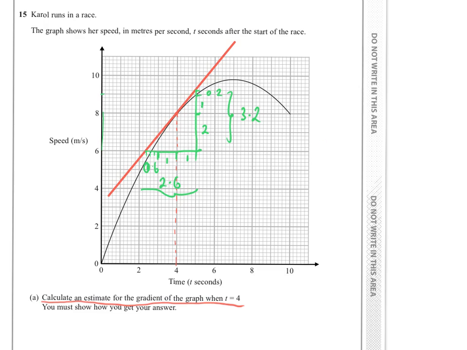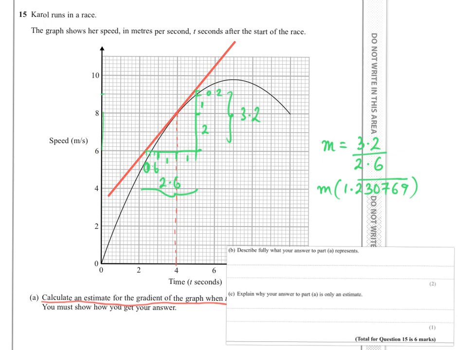So my gradient of the line will be 3.2 divided by 2.6, and I can do that on my calculator. So 3.2 divided by 2.6, and that gives me 1.230769 recurring. And it says here you must show how you got your answer. Well, that's how I've got mine.